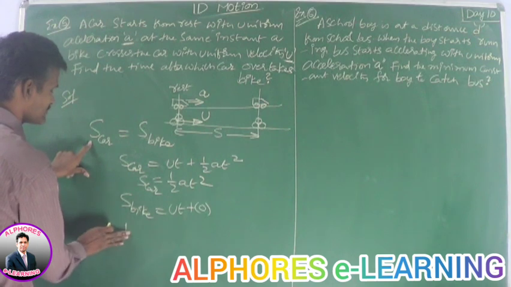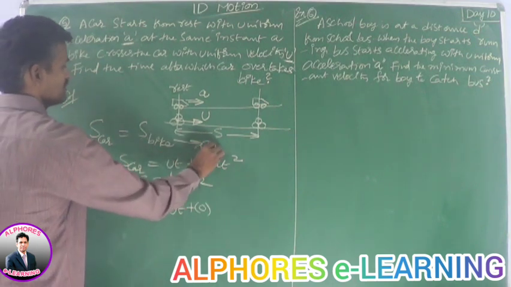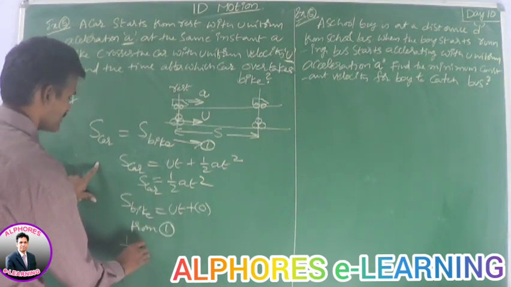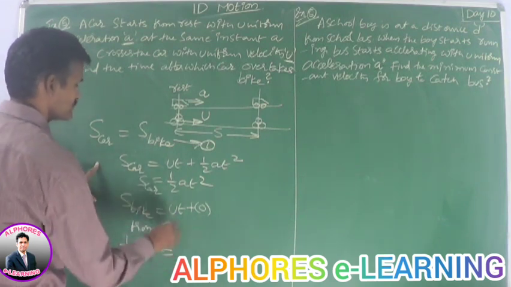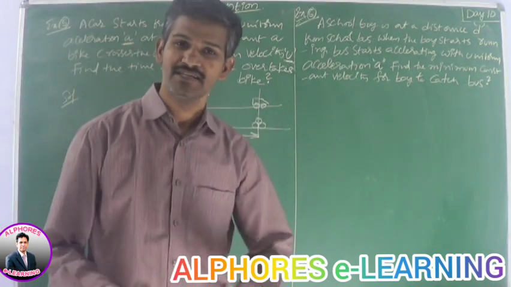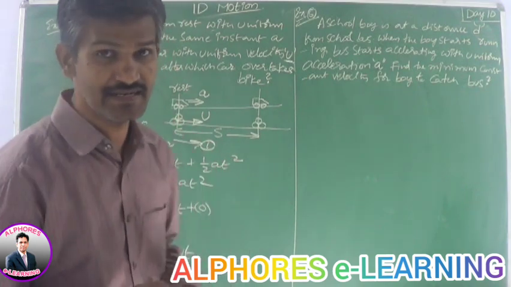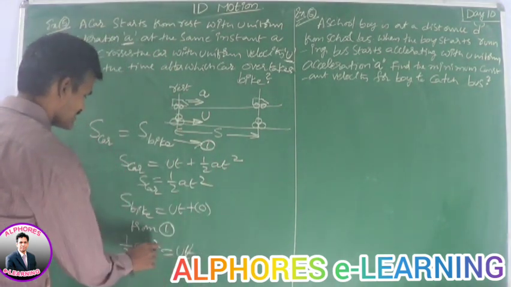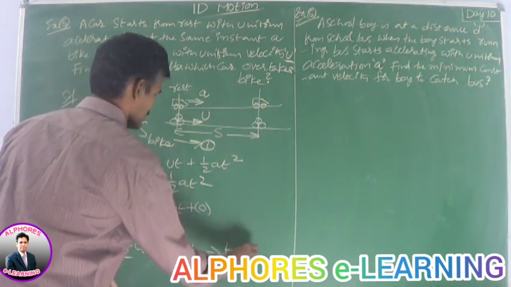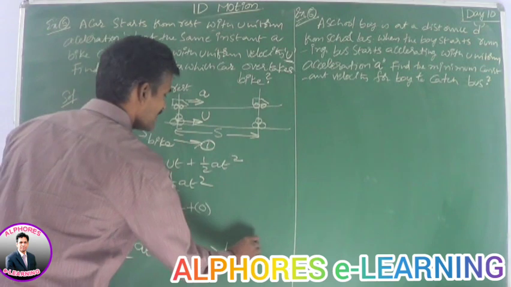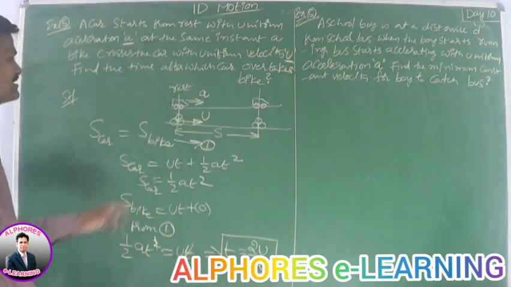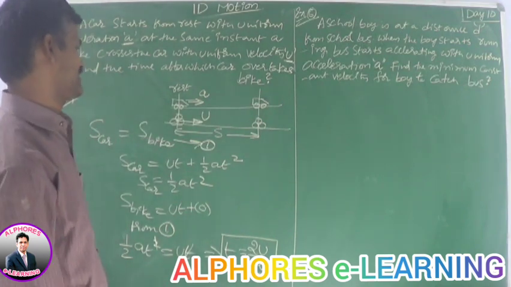So from the car, I can write half a t square, and this is equal to ut. Why? Because the displacement of the car and the displacement of the bike are the same. Then only this car can cross the bike, right? So this t gets cancelled, then you will get time t is equal to 2u by a. So at the time t equal to 2u by a, this car overtakes the bike.